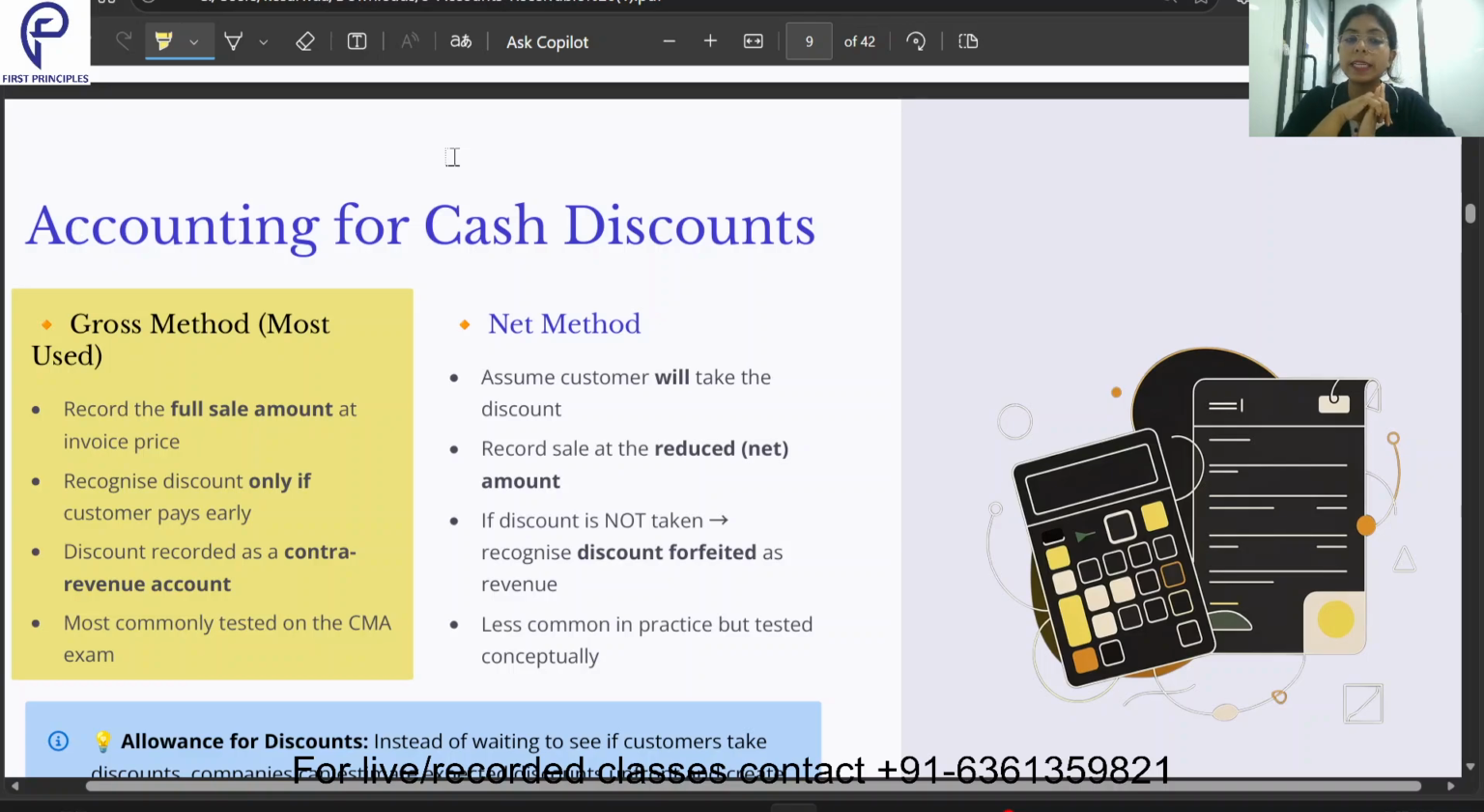So what happens in the net method? In the net method, from the beginning we are assuming that the customer is going to avail the discount. They are going to pay us within the specified timeline, like within 10 days. In that case, I will record my accounts receivable at the reduced amount. That means I will remove the discount and record just 980 bucks in my books of accounts as my accounts receivable. Later on, if our assumption is wrong, if the customer does not pay within 10 days, if they pay later than that, then the discount will be forfeited.